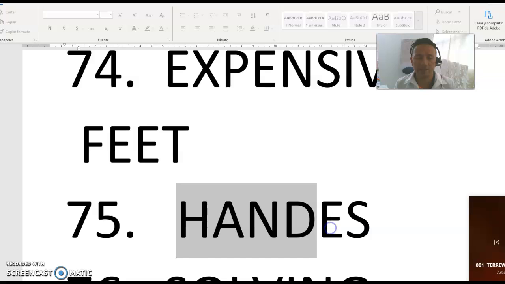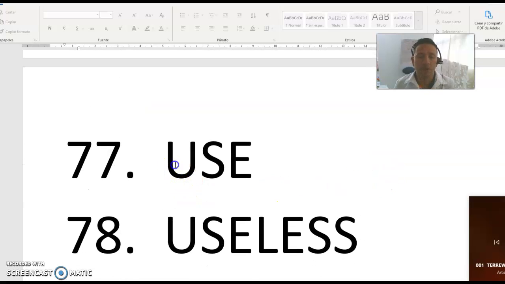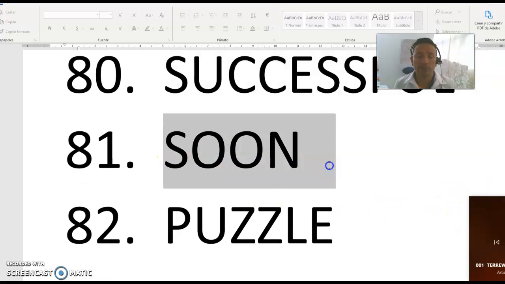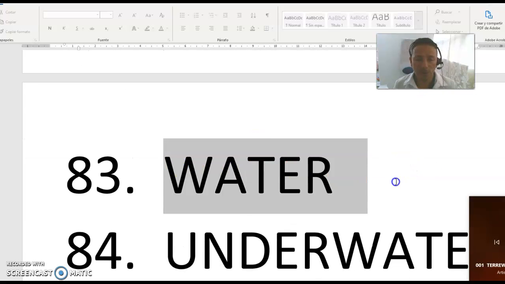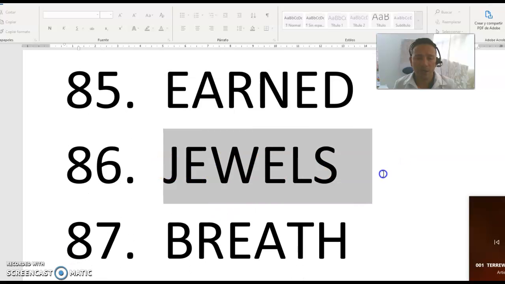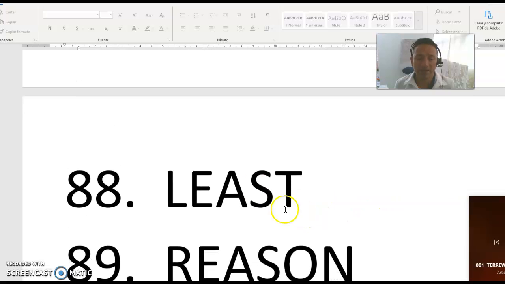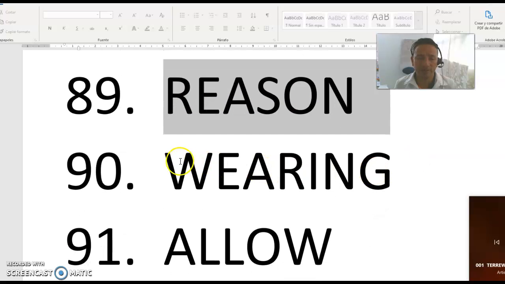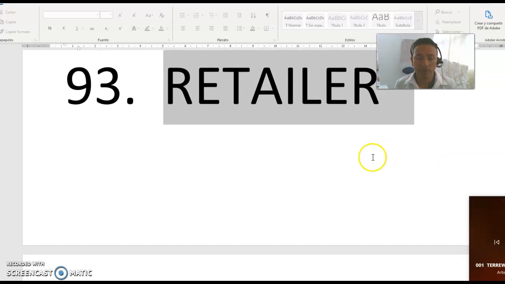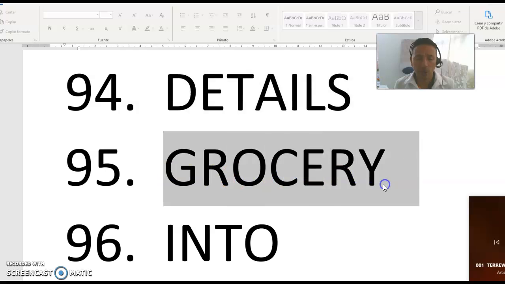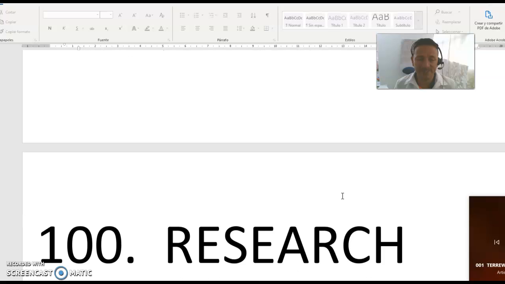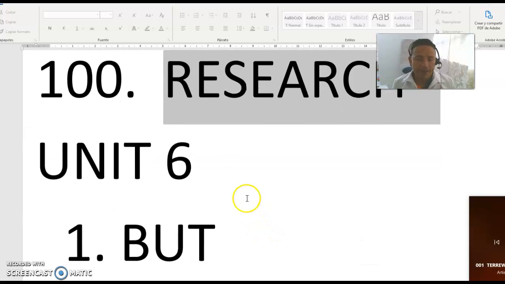Here is a hand, solving, use, useless, success, successful, soon, puzzle, water, underwater, earned, jewels, breath, list, reason, wearing, low, neat, retailer, details, grocery, into, appear, anything, twice, research.